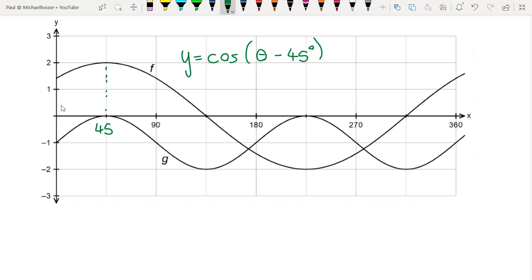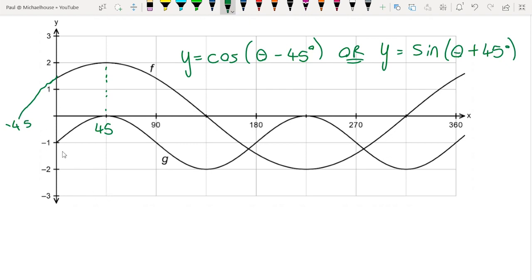However, it has also been shifted. If we picture this kind of continuing down here, this would be minus 45. We could just as easily go with y equals sine theta plus 45. Right, in other words, the sine graph shifted 45 degrees to the left.